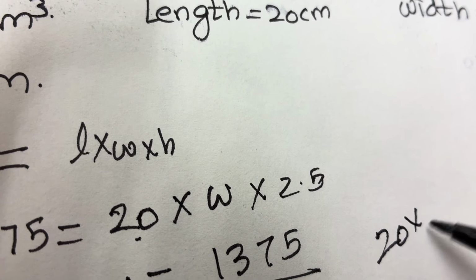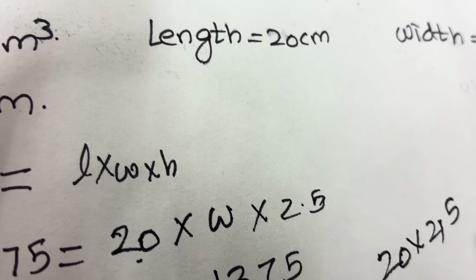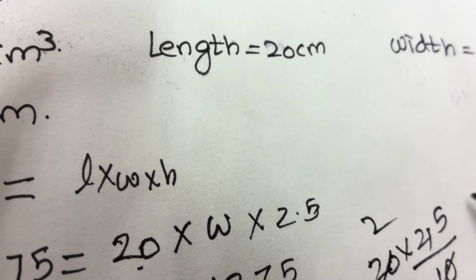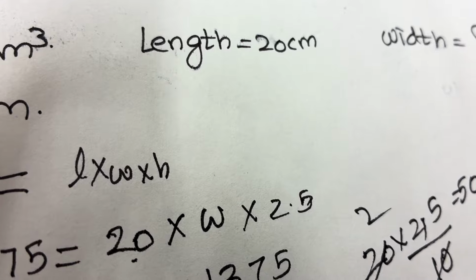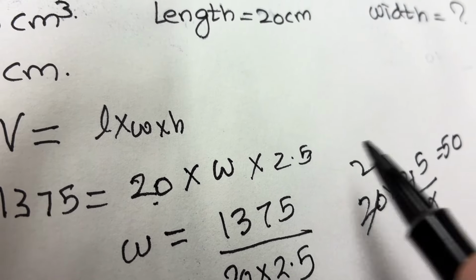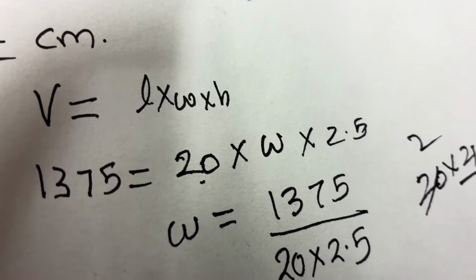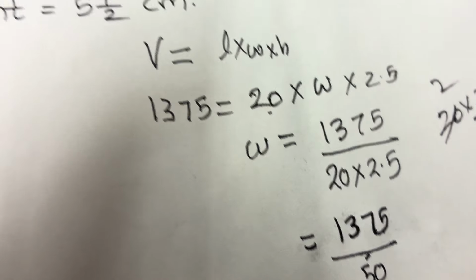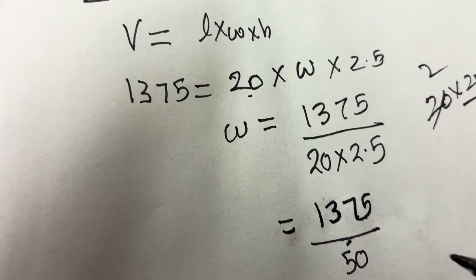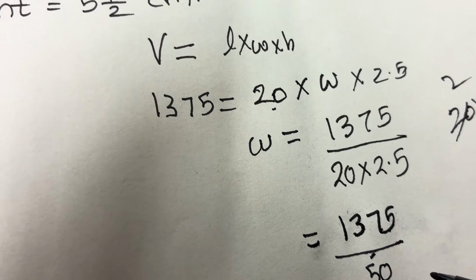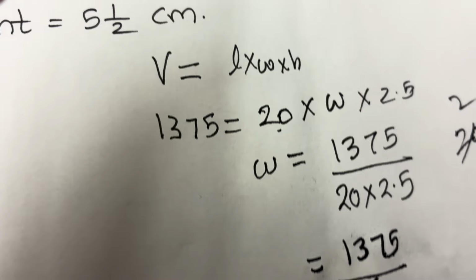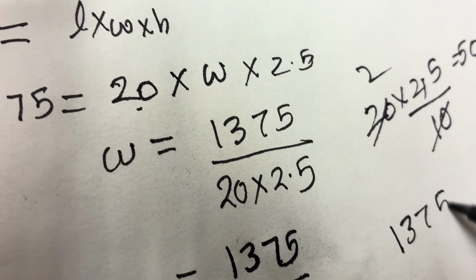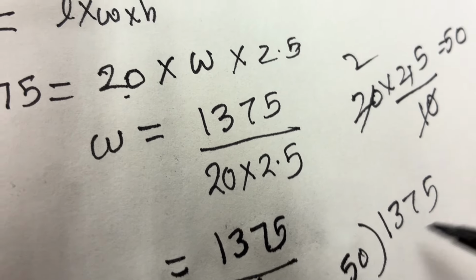20 times 2.5: when you cut the decimal point, we get 10 in the bottom, and 10 times 2 is 50. 10 times 2 and 2 times 25 is 50. So we are left with 1375 by 50. So we can divide it by 50. For doing that, I'm going to write my number values here, 1375, and write down 50 over here.